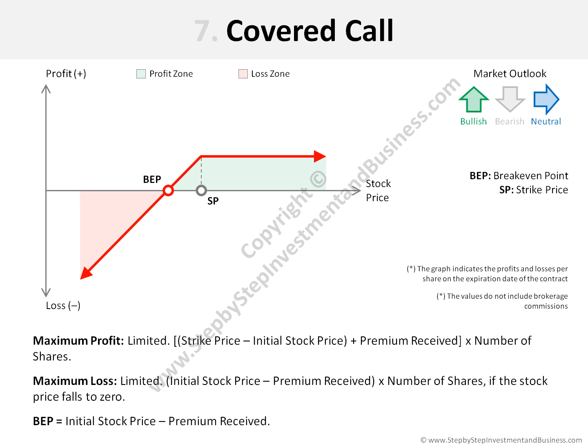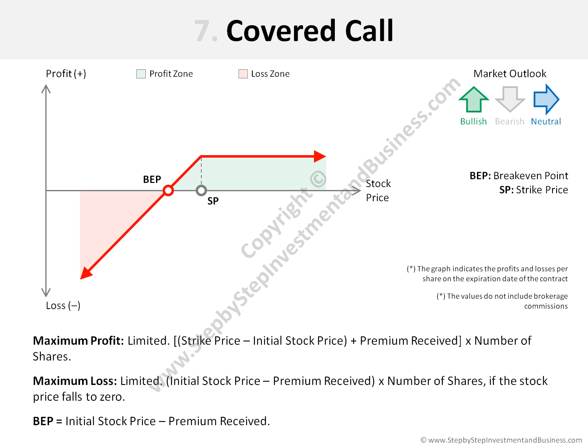The maximum profit on this strategy is limited. The most we can make is equal to the strike price minus the stock price at trade initiation, that is, at the time of call sale, plus the premium received multiplied by the number of shares. On the other hand, the maximum loss that we are exposed to is also limited. The most we can lose is equal to the stock price at trade initiation minus the premium received multiplied by the number of shares. This occurs if the stock price falls to zero.